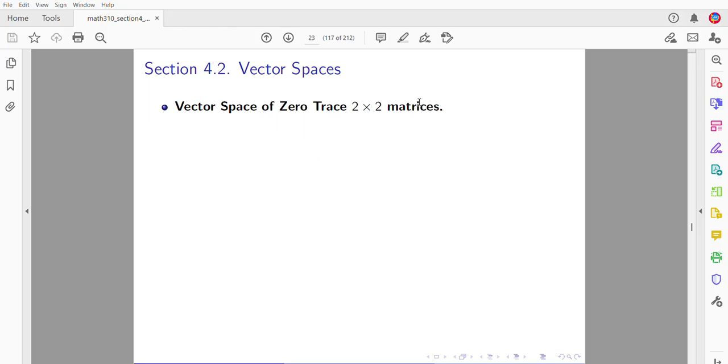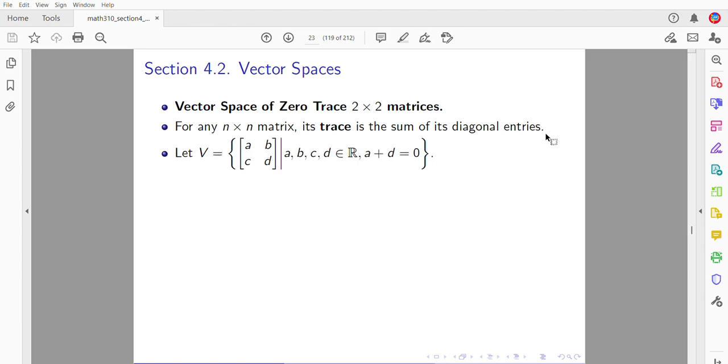What is the meaning of trace? For any square matrix n by n, its trace is the sum of its diagonal entries. So in the case of 2 by 2, diagonal entries are A and D. You want A plus D to be 0. Trace is the sum of its diagonal entries. I'm looking for 0 trace.